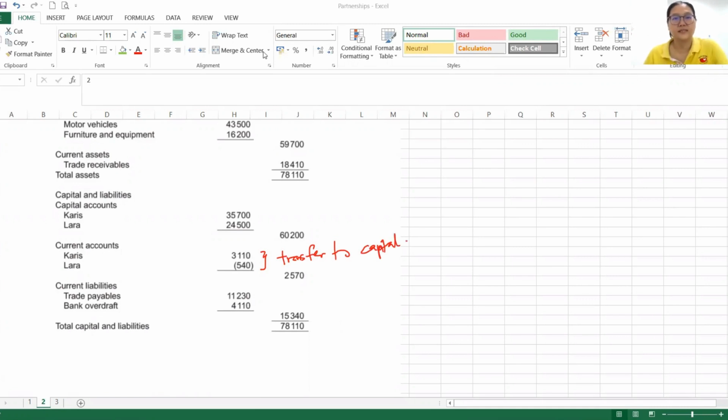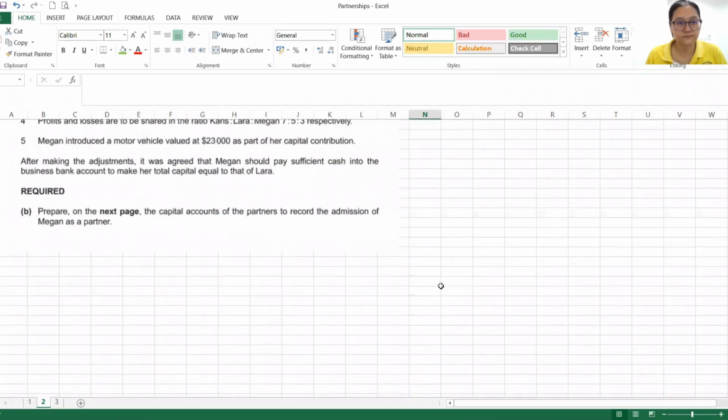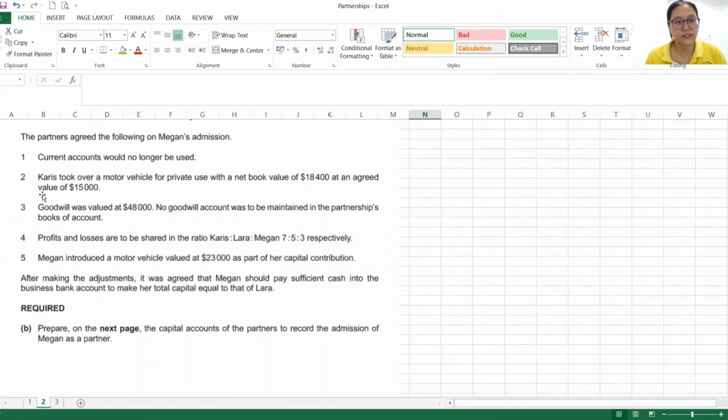Next is number 2. Caris took over a motor vehicle for private use with a net book value of 18,400 at the agreed value of 15,000. That means there is a loss on the revaluation of the asset. Goodwill was valued at 48,000. No goodwill account was to be maintained. As usual, when no goodwill account is to be maintained, we have to write it back.